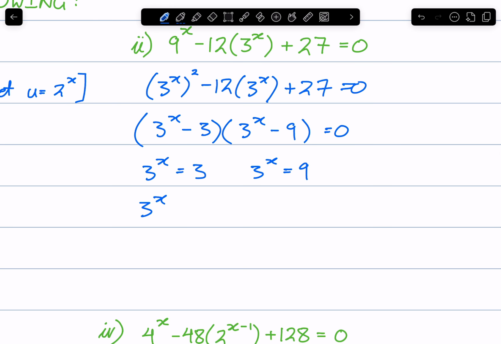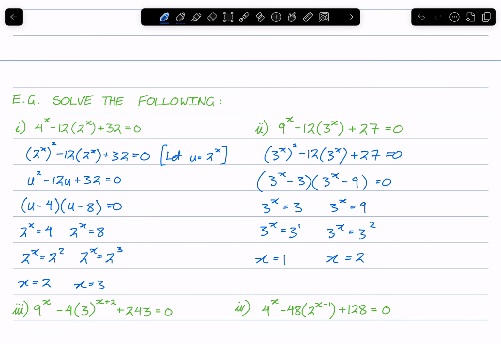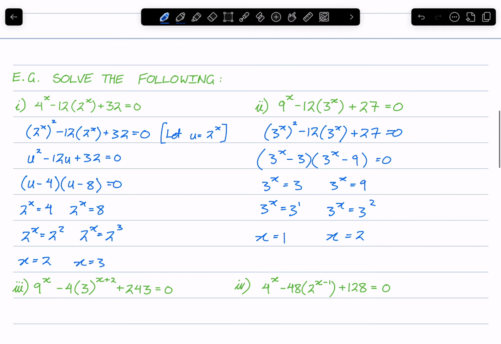So this is 3 to the power of x equals 3 to the power of 1. So x is equal to 1. And 3 to the power of x equals 3 squared. So x must equal 2. And yeah, that's essentially it.